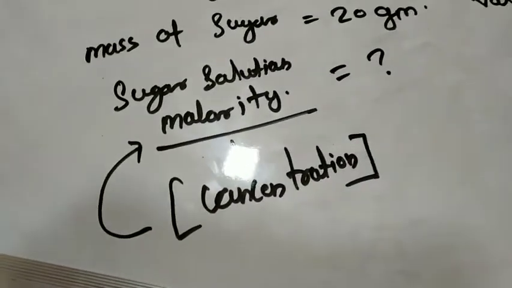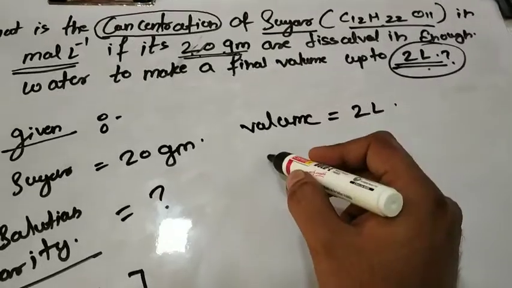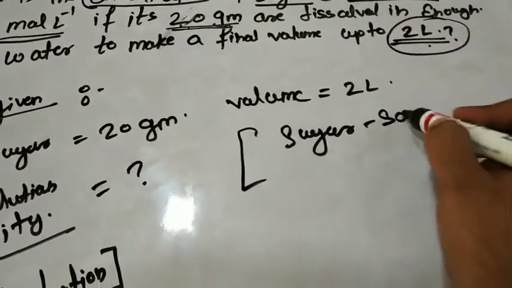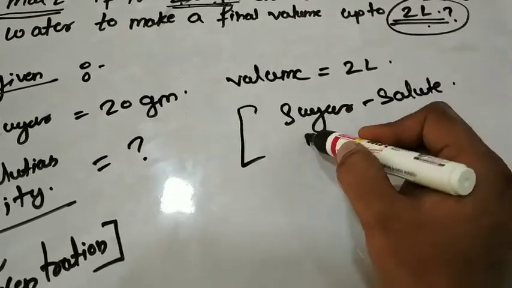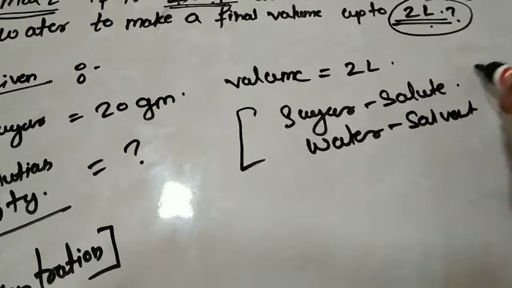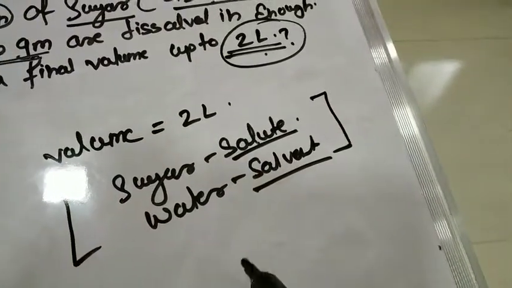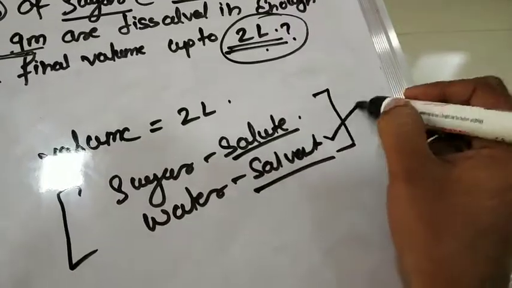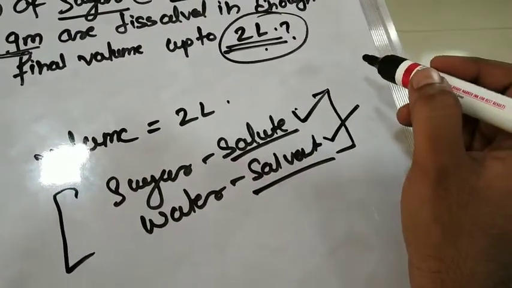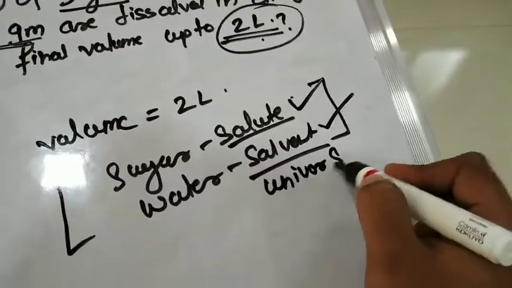सबको पता चल गया कि अभी क्या करना है हमको. ओके, सो इस केस में और एक चीज याद रखो. In this case sugar will be solute and water will be solvent. Okay, now what is solute and what is solvent? See, the larger part is always called as the solvent and the smaller part is called as the solute. Okay, so water is called as the universal solvent.